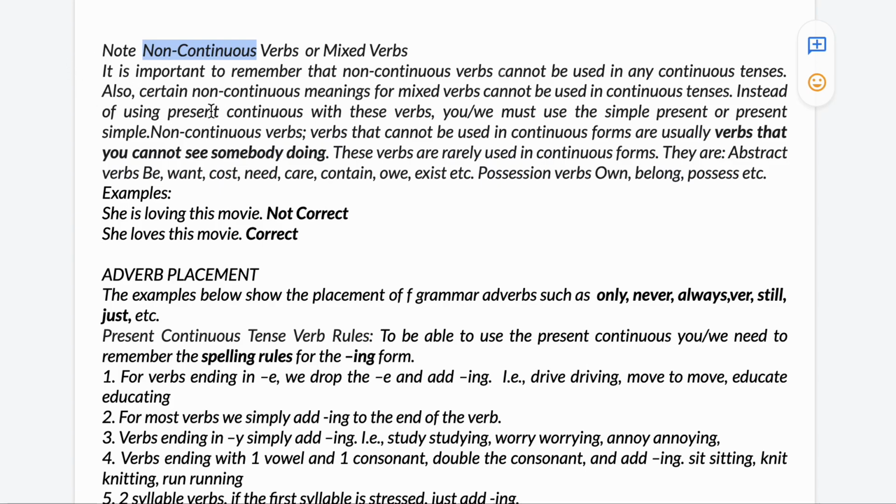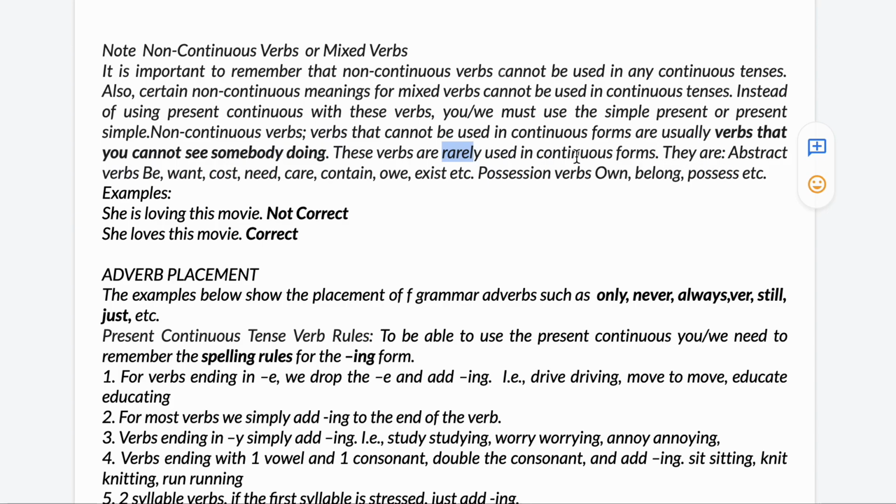Also, certain non-continuous meanings for mixed verbs cannot be used in continuous tenses. Instead of using present continuous with these verbs, we must use the simple present. Non-continuous verbs, verbs that cannot be used in continuous forms, are usually verbs that you cannot see somebody doing. I'll give you the example and that will clarify itself. These verbs are rarely used in continuous forms. You may come across some people who use these verbs that way, but those are exceptions. Rarely means something that happens very, very rarely, not all the time.